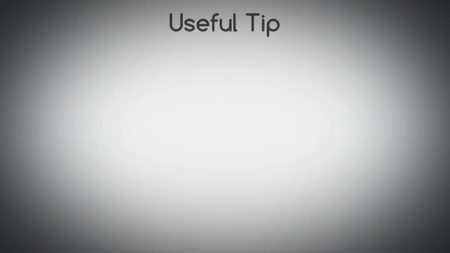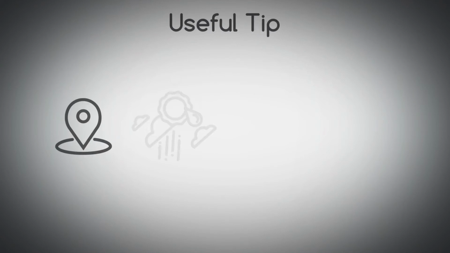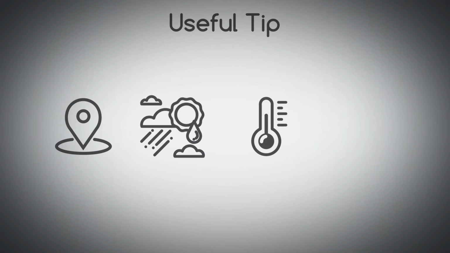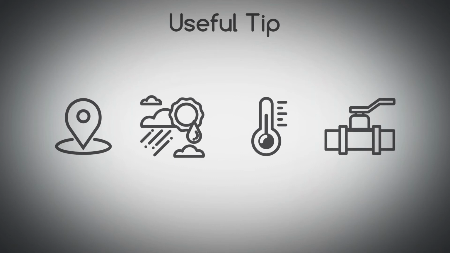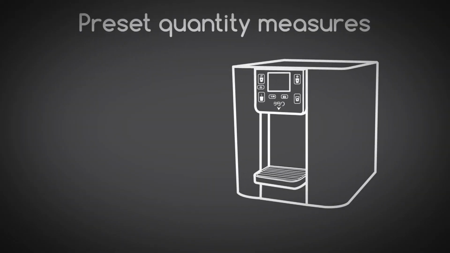Here's a useful thing to remember. Changes in location, season, temperature, and municipal water pressure all have an impact on the water flow rate and how it's dispensed from your BIBO bar. Therefore, your preset quantity measures are only an approximation.